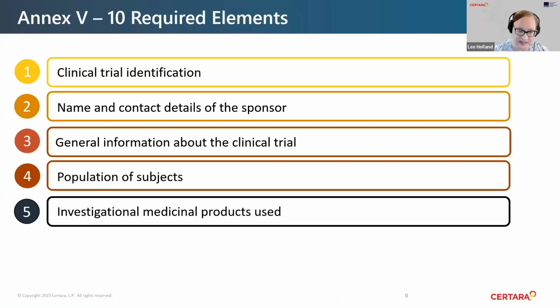Now, I'm just going to quickly touch on the 10 different requirements. First, they have to include clinical trial identification. This is usually the EU clinical trial number. Information about the sponsor who's doing the trial. General information about the clinical trial. This is typically study design, that sort of thing. Population. So who are the people that are taking part in this clinical study? Also, you have to state what drugs or products are being tested.